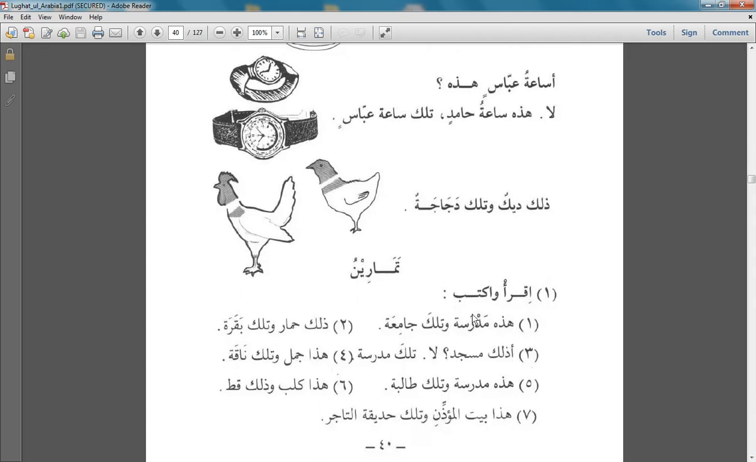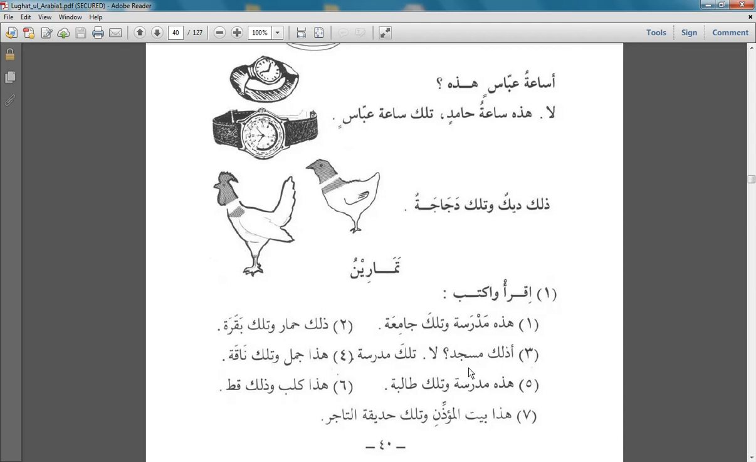تمارين. اقرأ واكتب, read and write. هذه مدرسة وتلك جامعة. And as I've suggested before, the exercises, you should try to do them yourself first and then come back and check whether you got them right or not. This is a school and that is a university. ذلك حمار وتلك بقرة. That is a donkey and that is a cow. Again, differentiating between masculine and feminine, because that has a ta marbuta at the end, so that is obviously feminine.